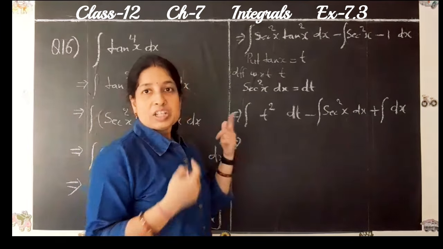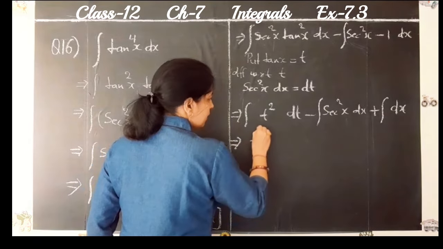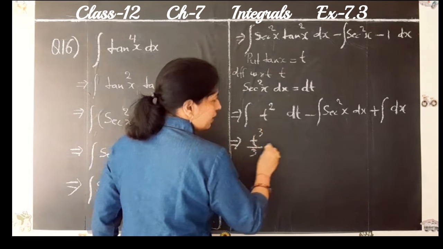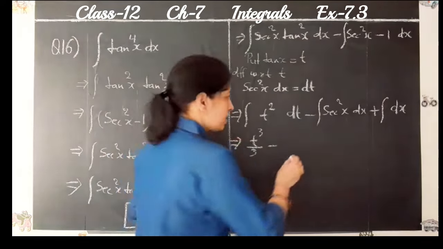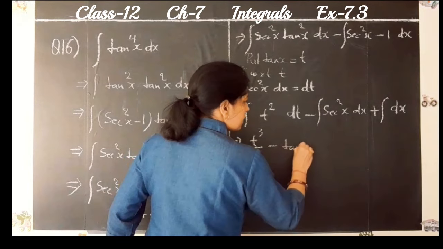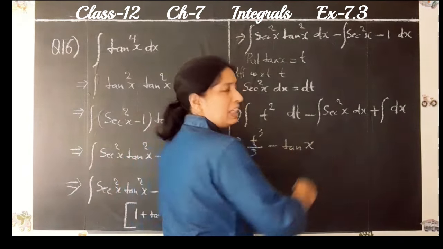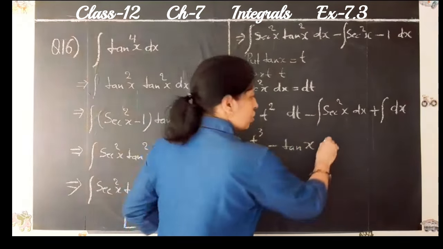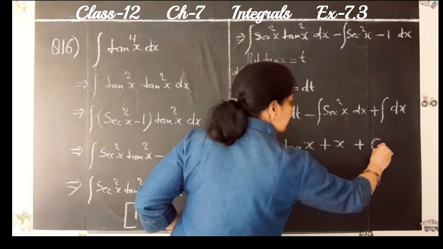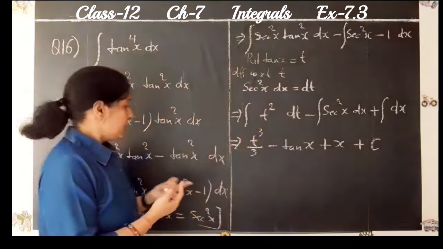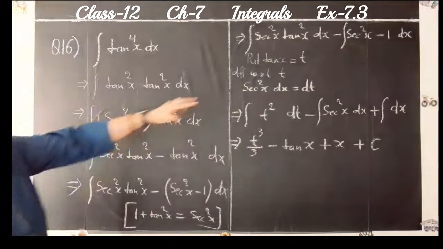So integral of t square will be t cube by 3. Yes, t cube by 3 minus integral of sec square x is tan x. So write here tan x. And integral of 1 will be x. So it will be plus x. And write a constant c. Now put the value of t. t is equal to tan x.